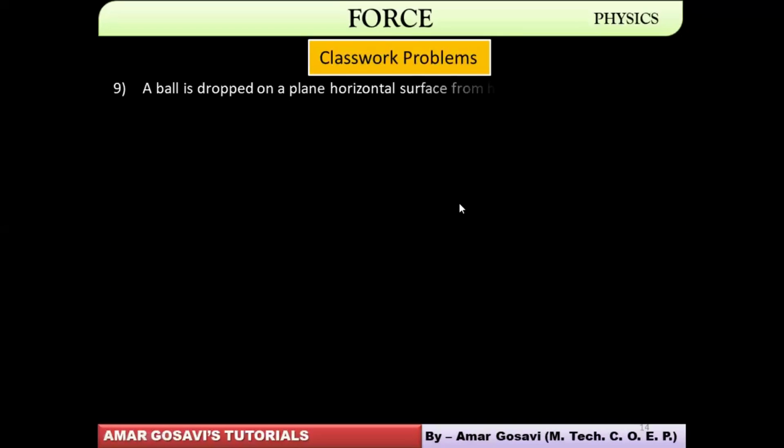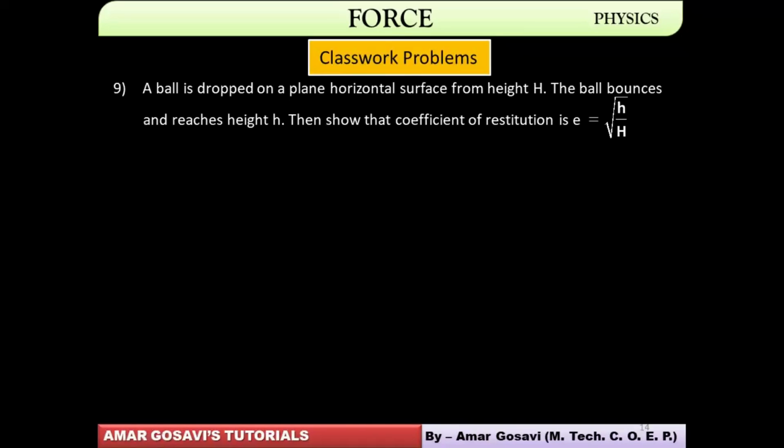Yeah, the same thing they are talking about. It's the same problem. The ball is dropped on a plane horizontal surface from height H, and the ball bounces and reaches height h. Then you show that the coefficient of restitution E is equal to root small h by capital H. Please make a note of this also. The previous problem and this problem are one and the same, but it is asked in a different wording basically. Please make a note of this and then tell me whether you have noted it down so we move ahead.